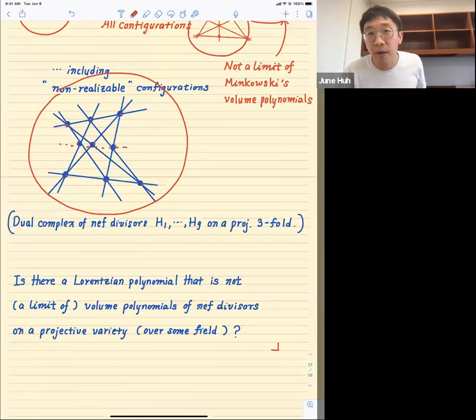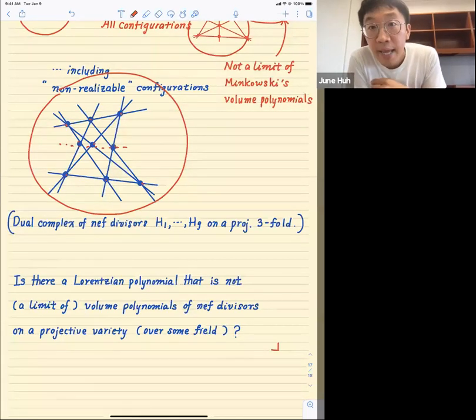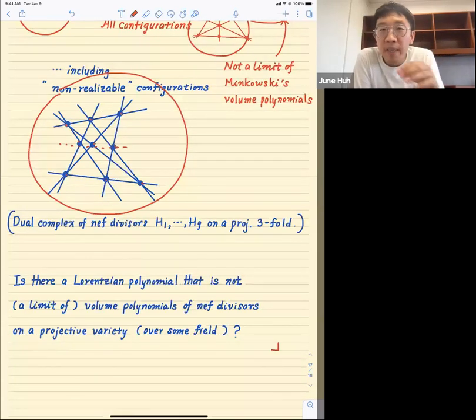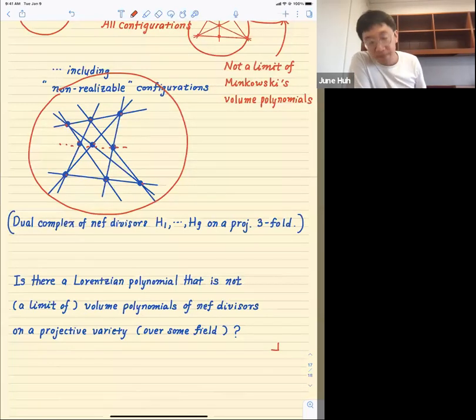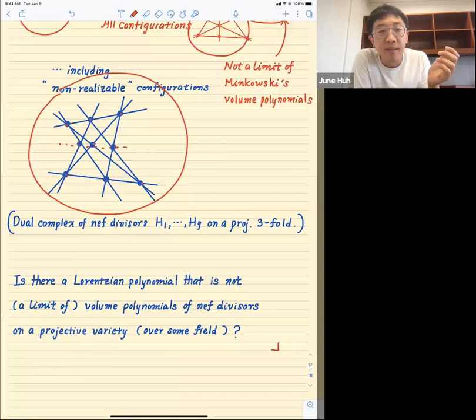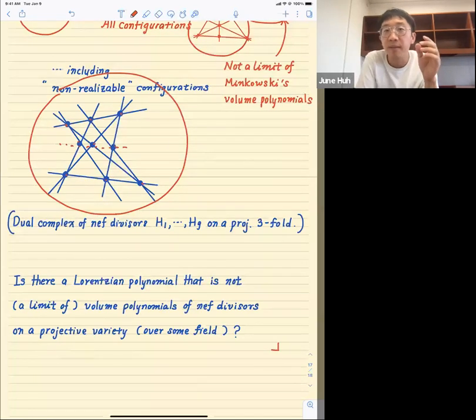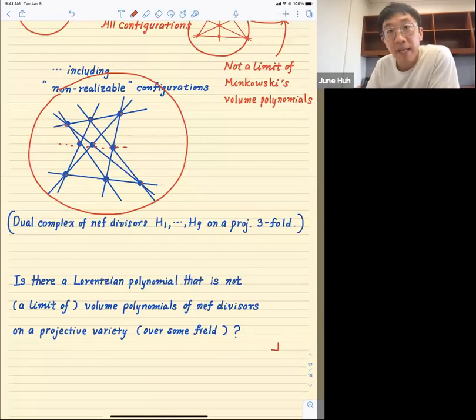Is my definition correct? On the one hand, since the final answer is so beautiful, the closed ball and the boundary strata exactly labeled by generalized permutohedrons, you are inclined to believe that you started with the right definition. But on the other hand, if somebody asks you this question, is there any Lorentzian polynomial that is provably not a limit of, say, volume polynomials of nef divisors on a projective variety, maybe over some field? Then it is very hard to give positive or negative answers.